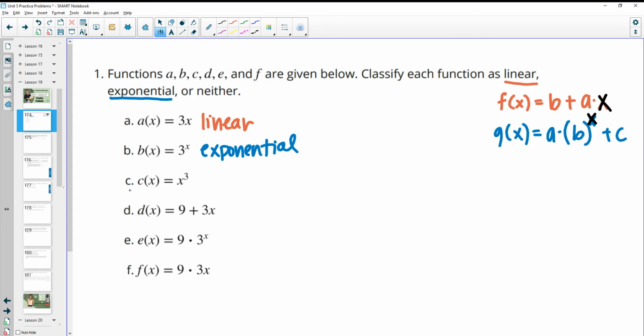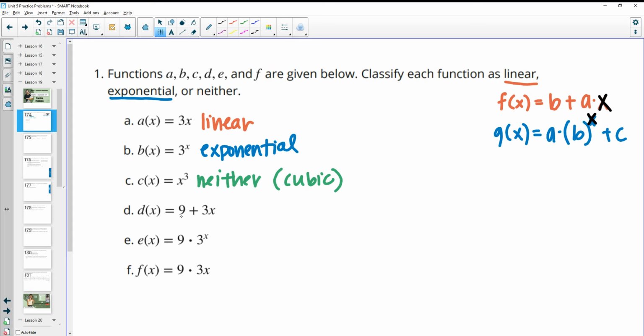In function C, we don't see either of these things happening. It doesn't say 3 times x, and it doesn't say 3 to the x power. So this is going to be neither. This is actually a cubic function when we have the variable brought to the third power.